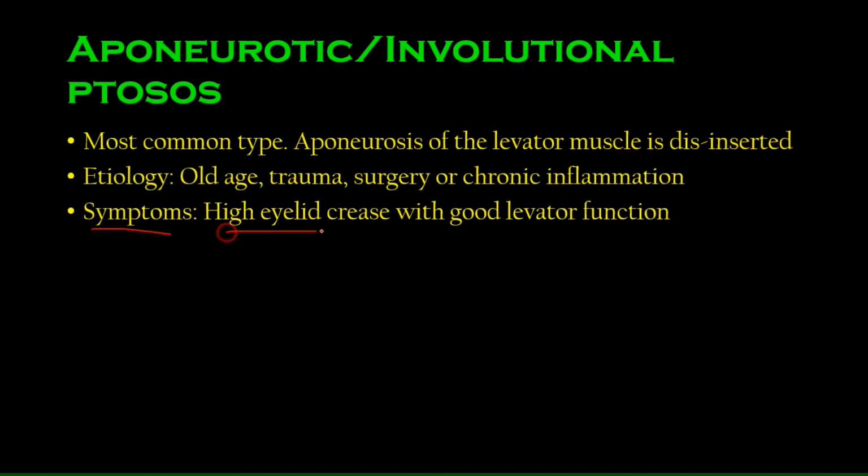Symptoms include a high eyelid crease, right? The eyelid goes up because, well, not the eyelid actually, but the area above the eyelid, the crease of the eyelid, which is a little bit above the eyelid, kind of goes up because the muscle contracts with full force and there is nothing to pick up. So it goes really, really up. And there is good levator function, because, well, the levator muscle is intact, right? There is no problem with the levator muscle, only its aponeurosis has been damaged, right? And we'll talk about its treatment in the later slides.